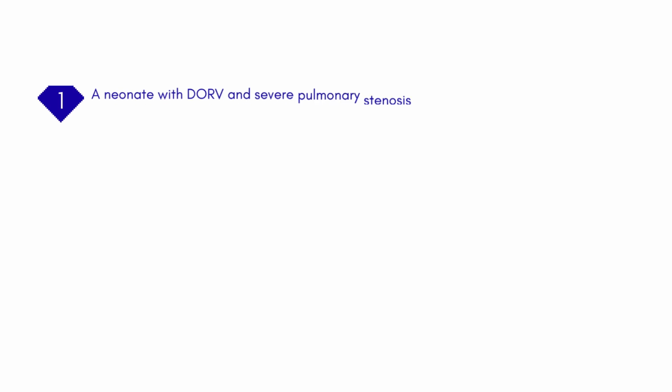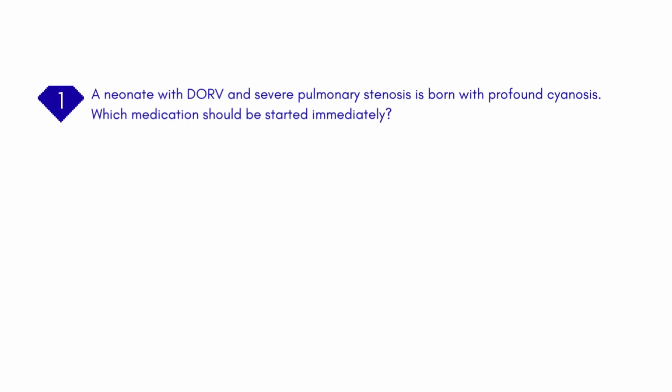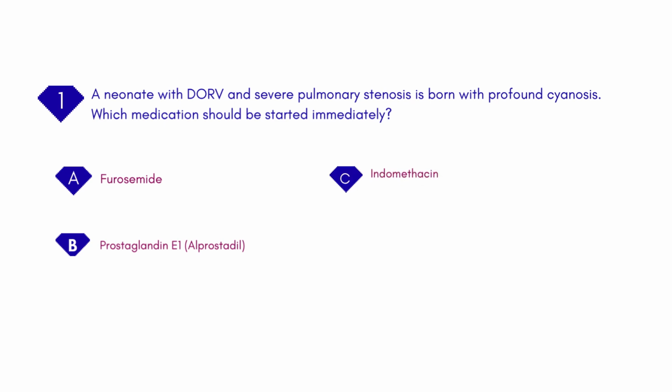A neonate with DORV and severe pulmonary stenosis is born with profound cyanosis. Which medication should be started immediately? A. Furosemide. B. Prostaglandin E1, alprostadil. C. Indomethacin. D. Digoxin. Answer: B.